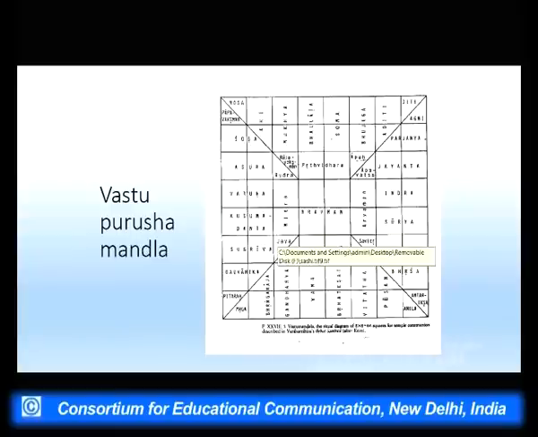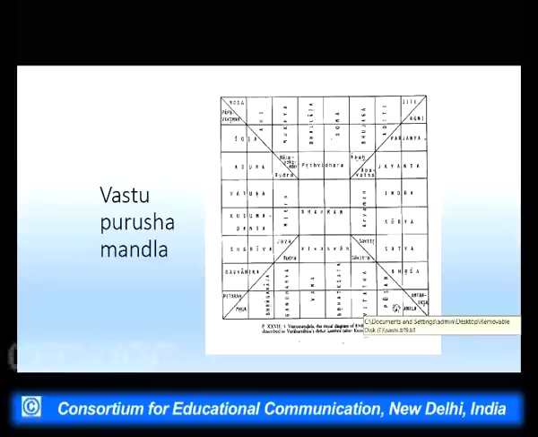So, in this, you have the Vastu Purusha Mandala. The Vastu Purusha Mandala is the basic ritual diagram. It is square, but it is divided into 64, 81, or 108 squares, depending on the kind of building that you're making. Whether you're making a palace or a temple, these numbers have some significance.